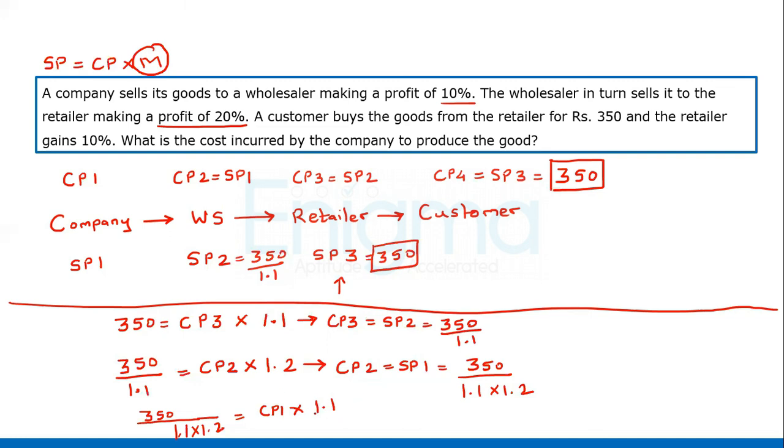So now we have to find out this cost price 1. So cost price 1 becomes 350 divided by 1.1 into 1.2 into 1.1. This approximately comes out to be 241. So we can say that is our answer.